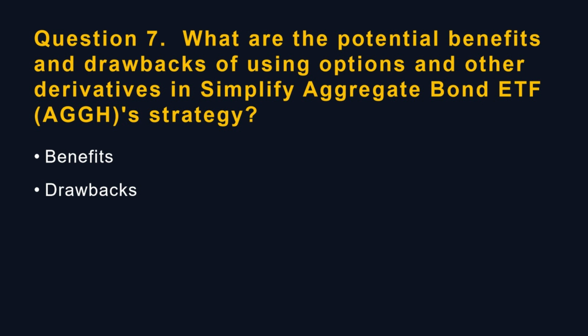Limited upside potential. Strategies like writing call options can limit the potential upside if the underlying bond prices significantly appreciate. The option buyer gets to purchase the bond at a predetermined price, capping AGGH's gains. Increased costs. Trading options and other derivatives can incur additional transaction fees that eat into the overall returns of the ETF.